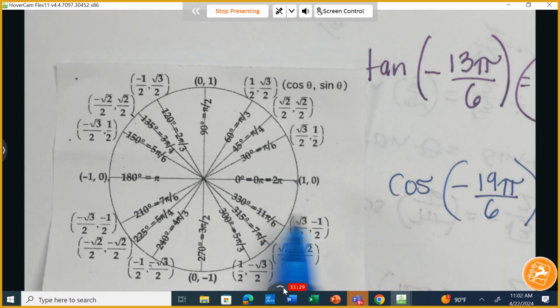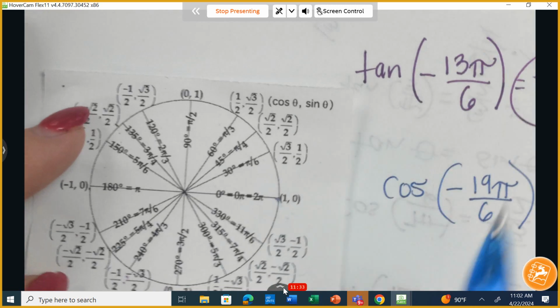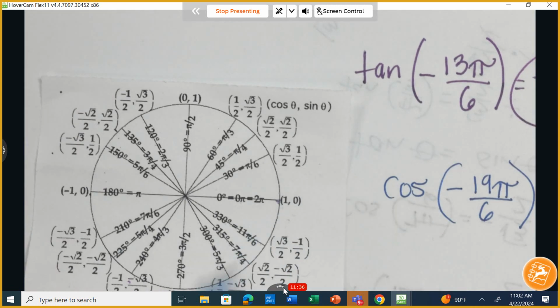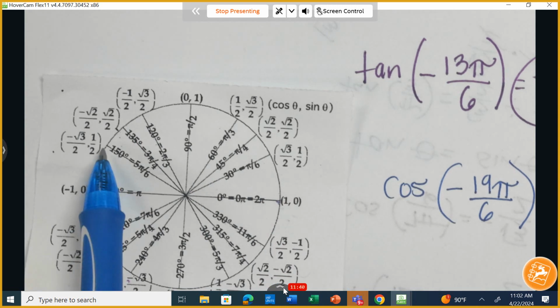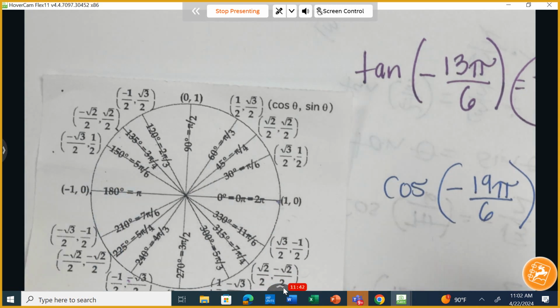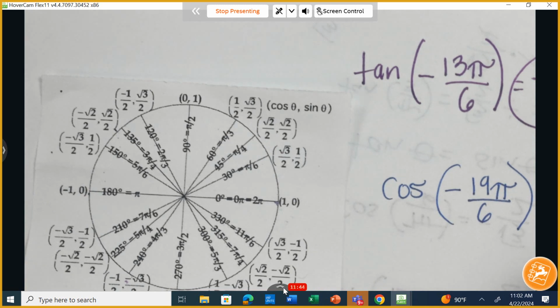All right, so I'm reversing. I know now that one time around, doing increments of 30 degrees or pi over 6, one time around is 12, 13, 14, 15, 16, 17, 18, 19. This is where I'm landing. Cosine before sine is negative radical 3 over 2.